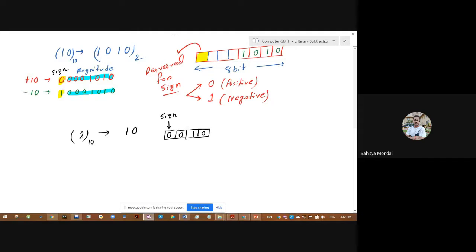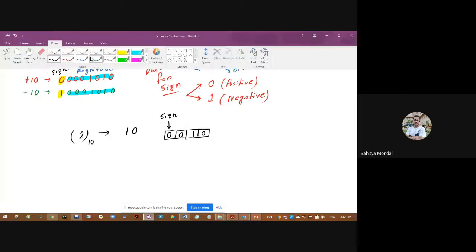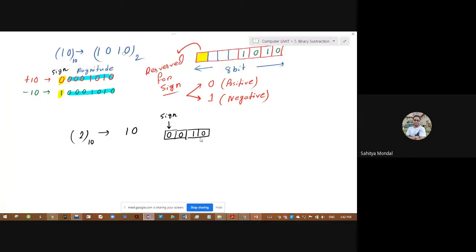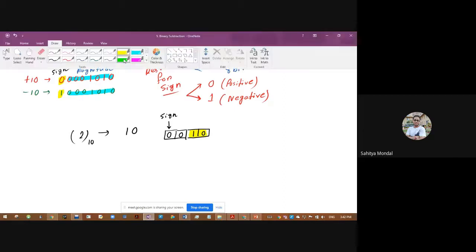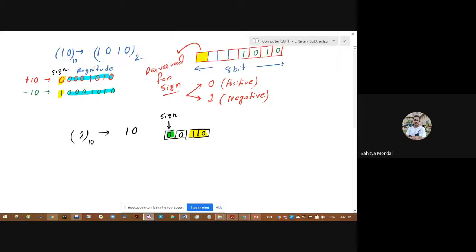And this is the padding bit, so there is no use. Actually, we will see 10 as a magnitude and we will get 0 as a sign, that is a positive number.